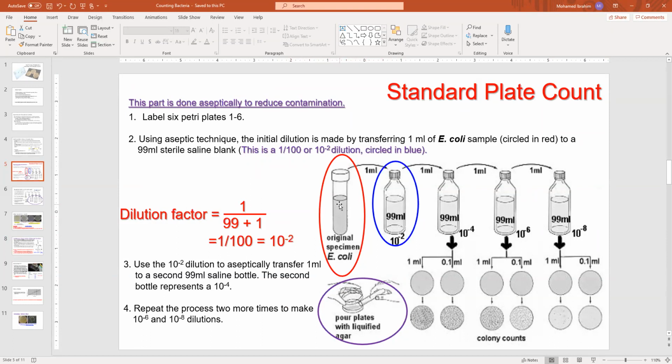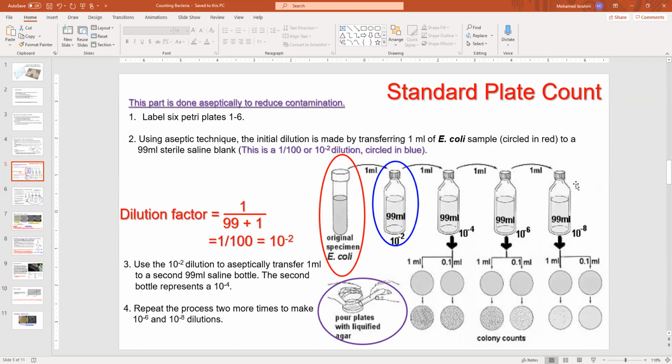Because you never know how many there are. Maybe it will be too much, and if you take a little bit of this, it will cover your plate significantly. Or maybe the growth is very low and whatever you take directly will be nothing. So you need to do a standard dilution.